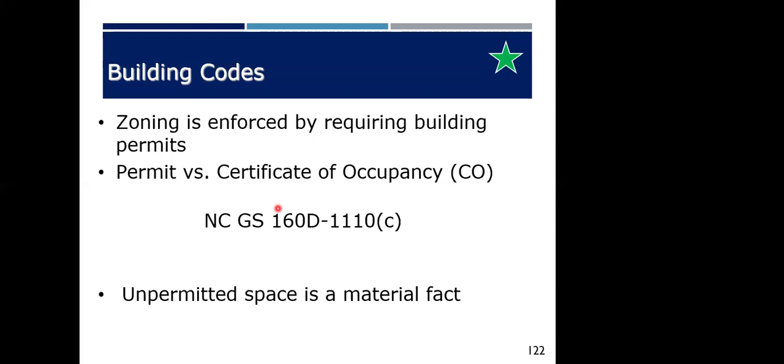I've always heard that anytime you're doing renovations, if you're messing with the big stuff, electrical, plumbing, or structural, you need a permit. Now, about this time of the class, I get questions: do I need a permit to do this? Do I need a permit to do that? I don't know. What I do know is NC General Statute 160D-1110C will answer those questions for you.